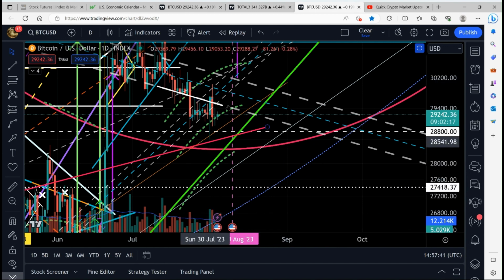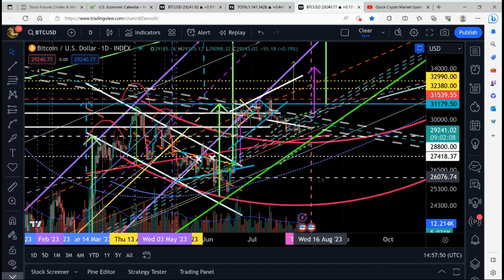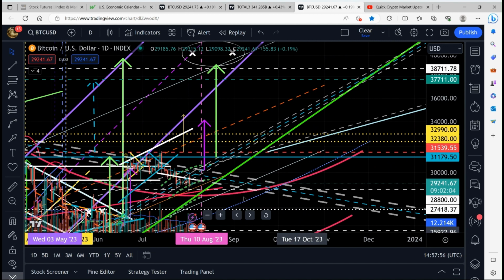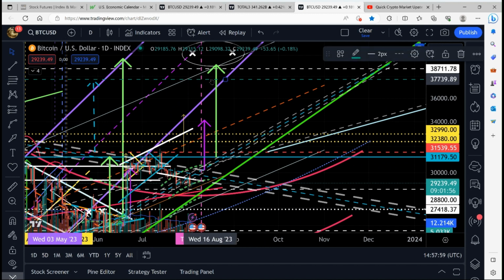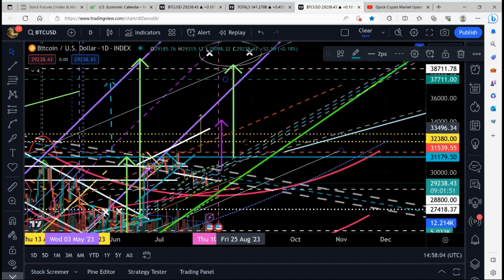This will be our bounce off of the top of the weekly right here. And then we will come up, we will see a significant move up to, and I believe I have 40,000 as a target here. I think that might be a little too high. I think we will come up to 37,711 right here. It's a previous level of support. And then I do think we will come down and retest in this area in the months ahead.